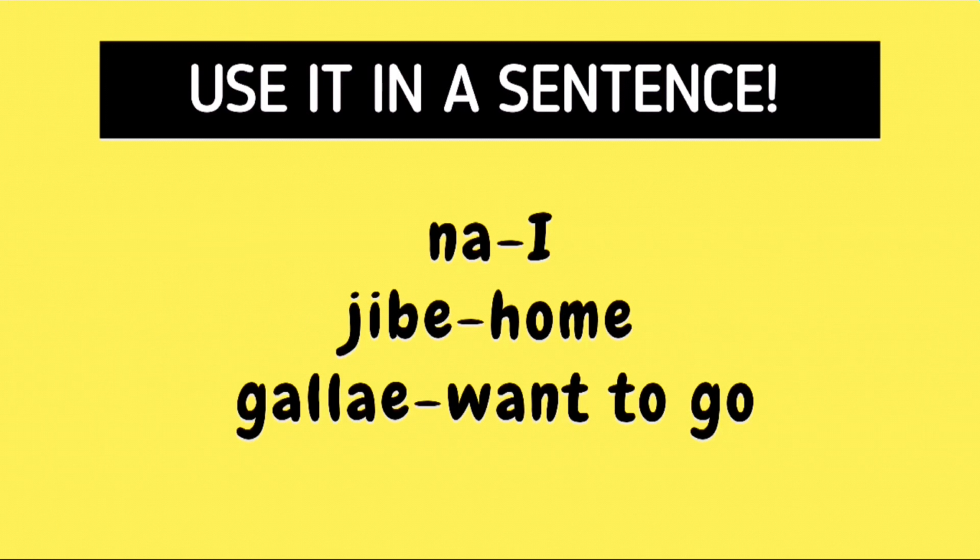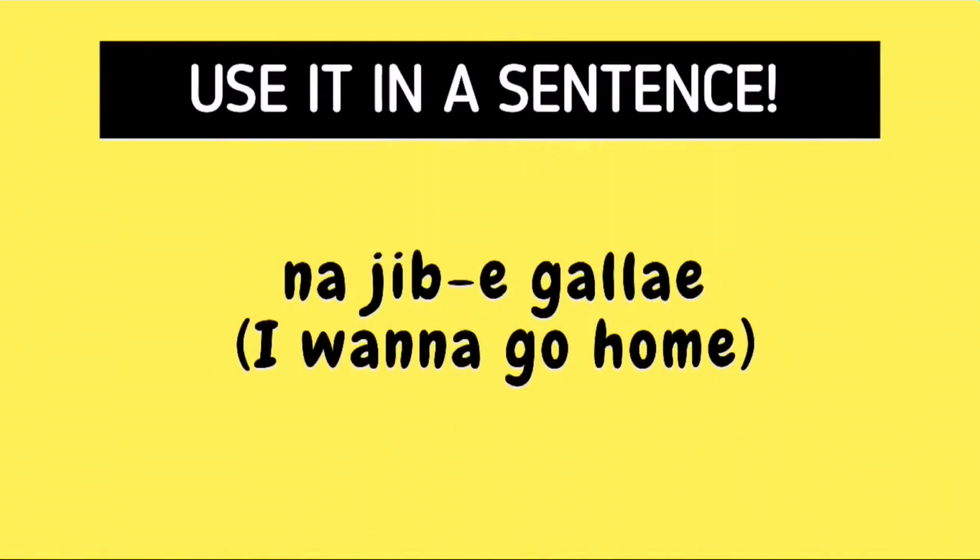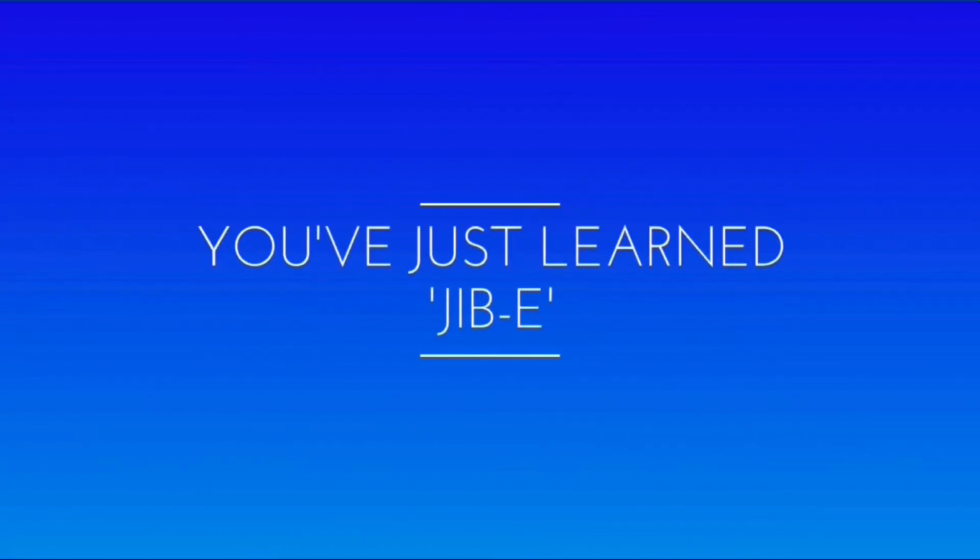And when these three parts are combined, it would result to a sentence that means I wanna go home or I wanna go to home. And as you can see, our word for today, chip or chipe, is used on this sentence. Again, our example sentence is na chipe kale, and that is translated as I wanna go home. And with that, you've just learned chip or chipe.